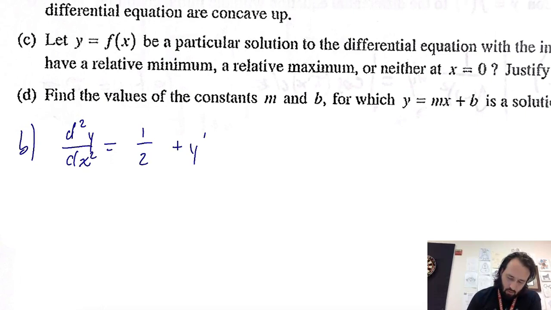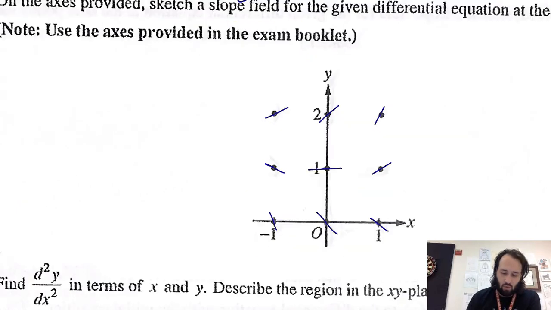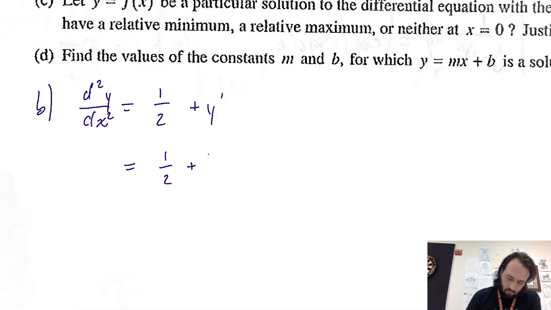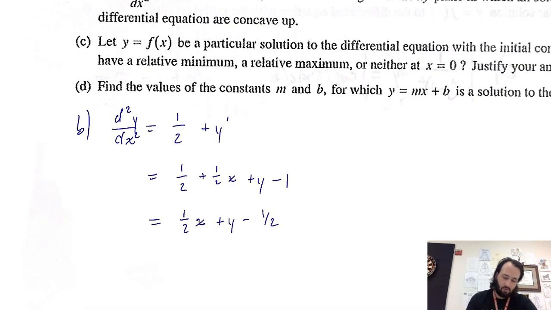And y prime, since I need to do it in terms of y and x, so that would be 1/2 plus 1/2 x plus y minus 1. Right, and I can combine those to make this 1/2 x plus y minus 1, minus 1/2. All right, so now that's the first part, right? There's my second derivative, d squared y dx squared.